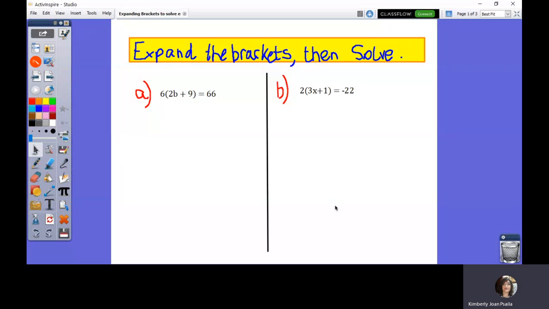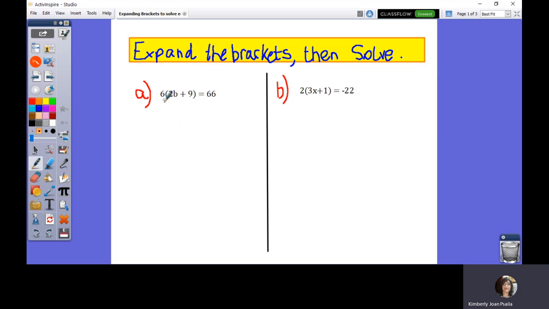Hello. So in this video, we're going to work out some equations by first expanding brackets. First we have to open up the brackets in order to solve the equation. Let us take a look at our first example.